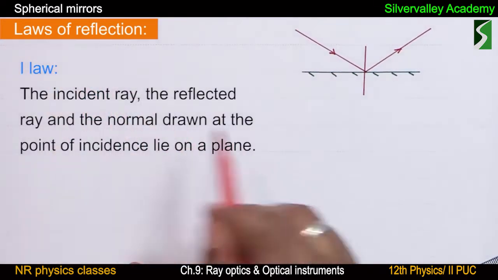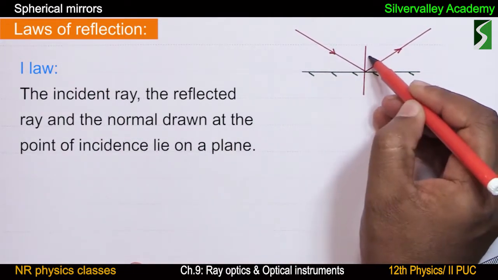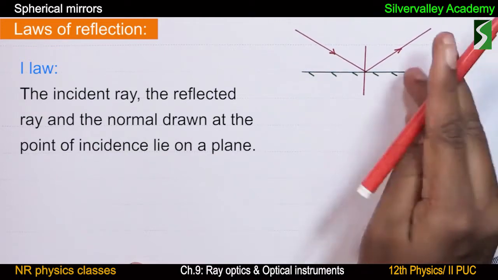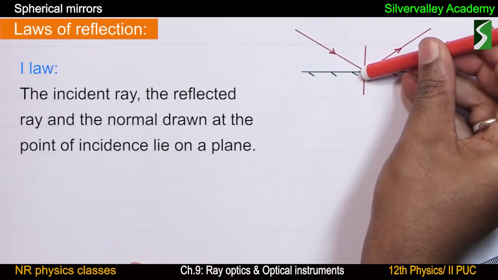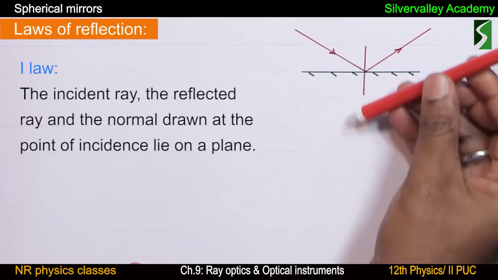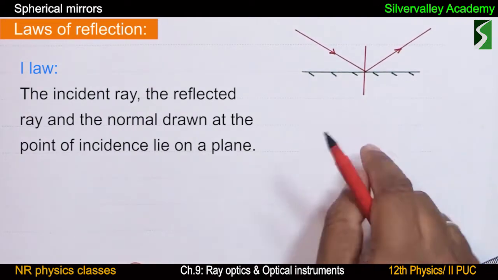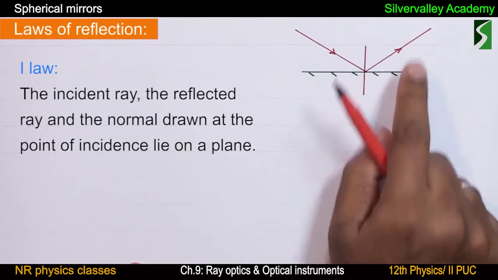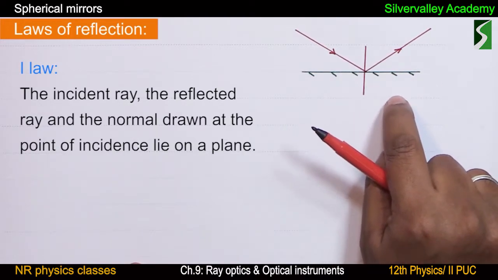The first law says if this is the incident ray, normal, this ray cannot come out of the plane of the paper like this. If it is coming out of the plane of the paper, then that reflected ray cannot be confined to the same plane.